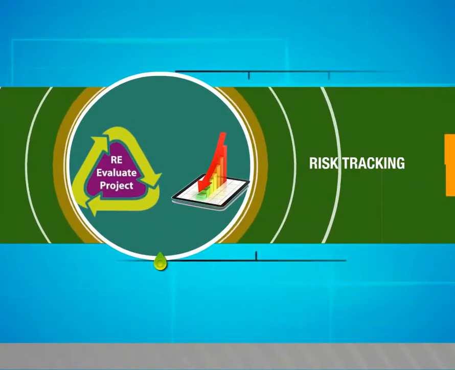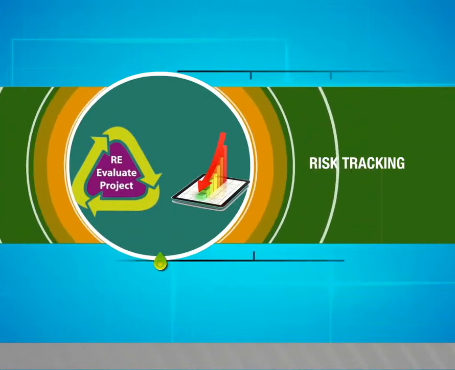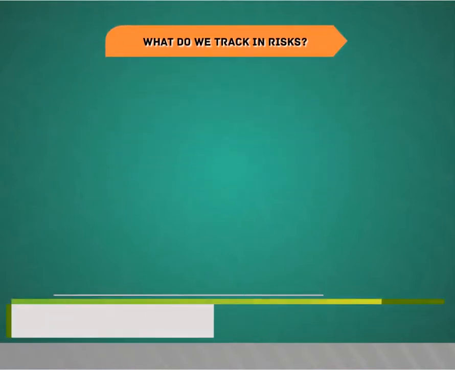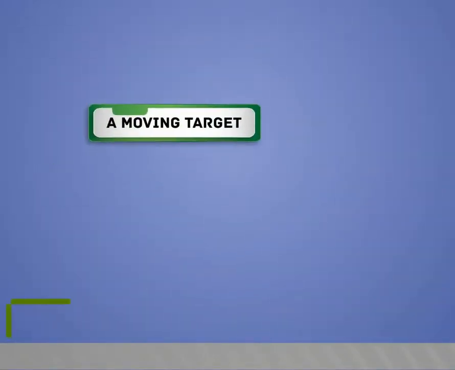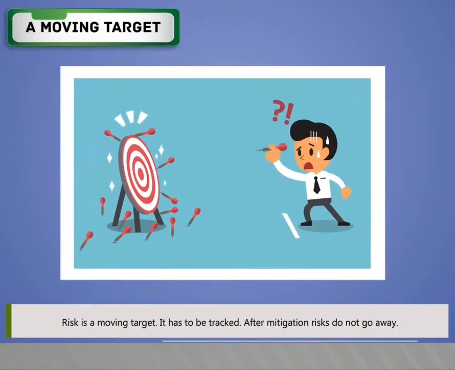Risk tracking. In this animation, we are going to learn about risk tracking. What do we track in risk? We track risk intensity, that is exposure, risk location, and the time of occurrence, a moving target. Risk is a moving target. It has to be tracked. After mitigation, risks do not go away.